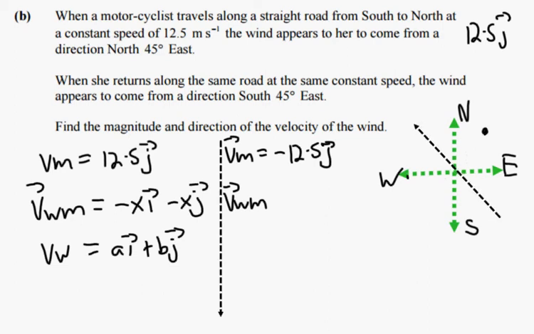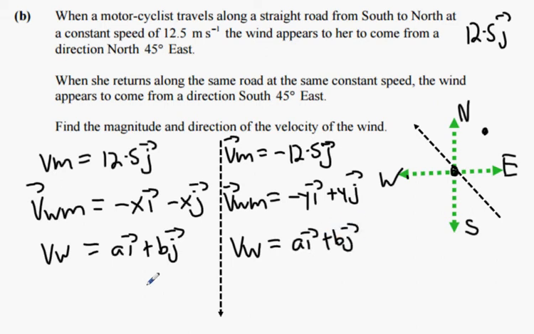So what do we get? You mustn't use a though, because we can't be guaranteed it's the same speed. So make up a new letter. y. So minus yi. Everybody happy with plus yj? That means it's actually going northwest. And once again our velocity of our woman is ai plus bj. Everybody remember which letter to use this time?